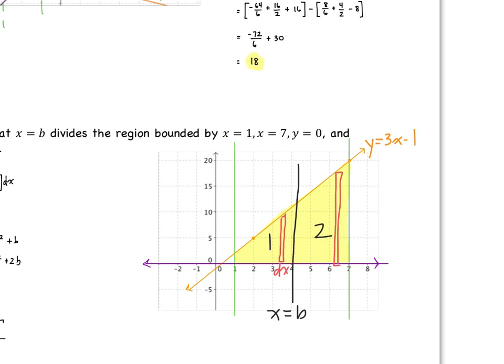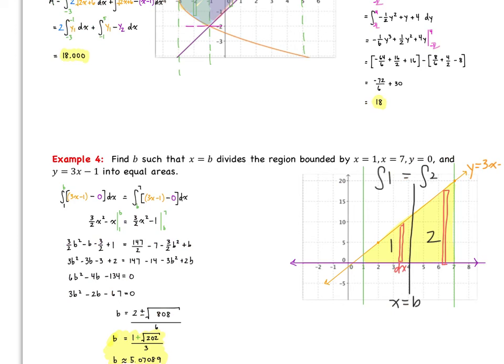So what I want you to do is set up your two integrals for finding the area of region 1 and region 2. And what you're going to do is set up the integral of region 1 equal to the integral of region 2. So try that and check back in just a second.